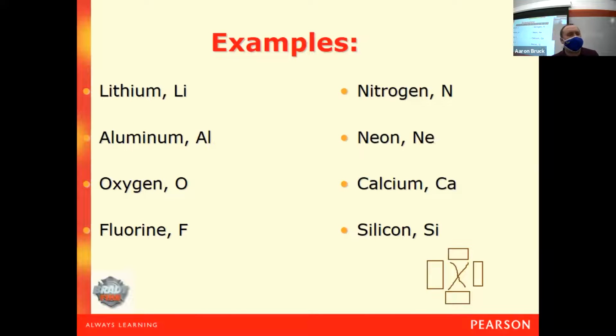So let's take a look at some examples here. It's really where I wish the touch screen here was working, but we'll make do.